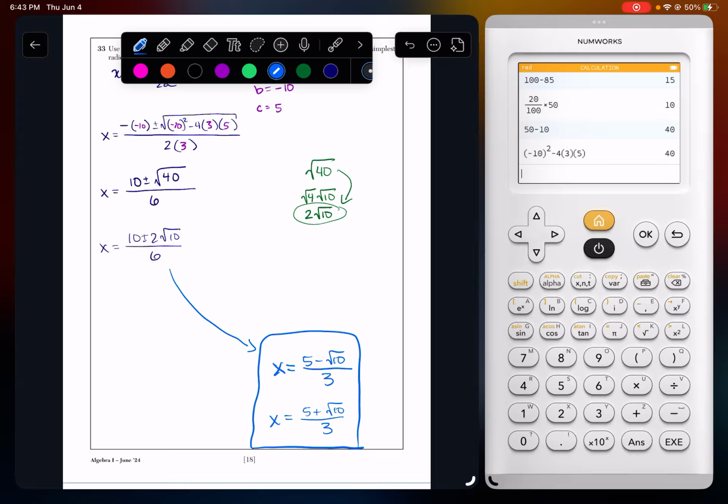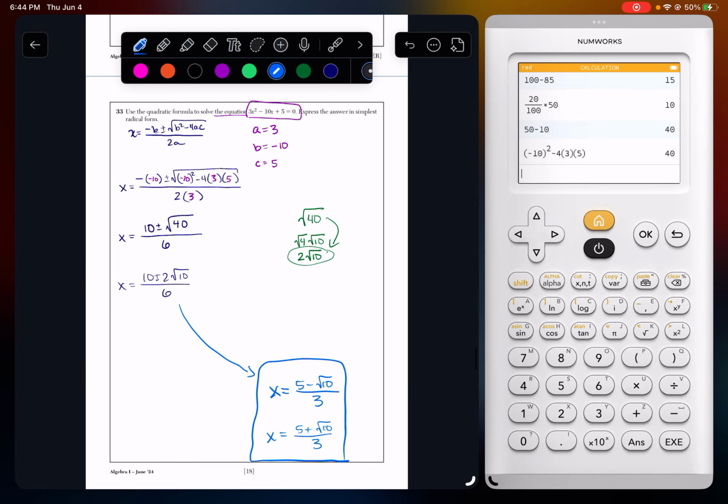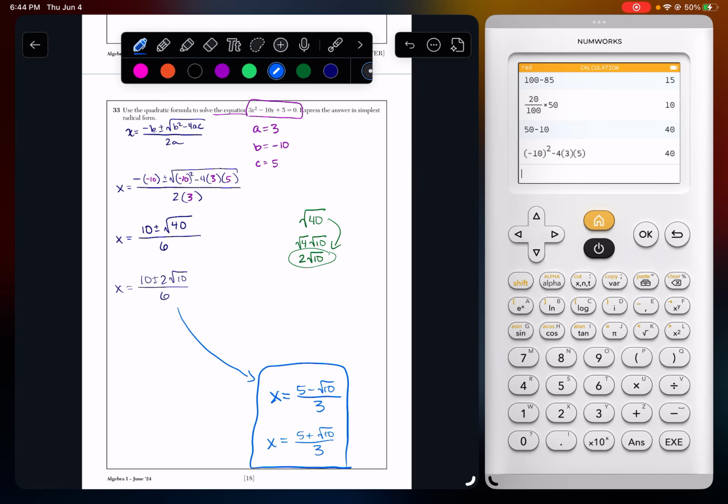10 divided by 6 can reduce to 5 over 3. 2 divided by 6 can reduce to 1 over 3. So 10 plus or minus 2 radical 10 all over 6 reduces to 5 plus or minus radical 10 all over 3. What we've done here is we know we have the correct final simplified solution, and we've shown to the best of our ability how we can enter the values in the quadratic formula and simplify them to get there.